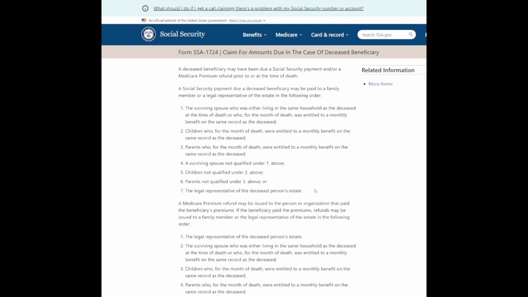Number 5, children not qualified under number 2 or above. So this would be the case of, let's say that you're an adult and your mom or your dad passes away, they're still due a check, there's no surviving spouse, there's no minor children that can be paid, maybe you have a younger sibling, there's no parents that are eligible to be paid under the record, again, there's no surviving spouse at all whatsoever, then at that point, you and any other adult siblings will be paid that underpayment.